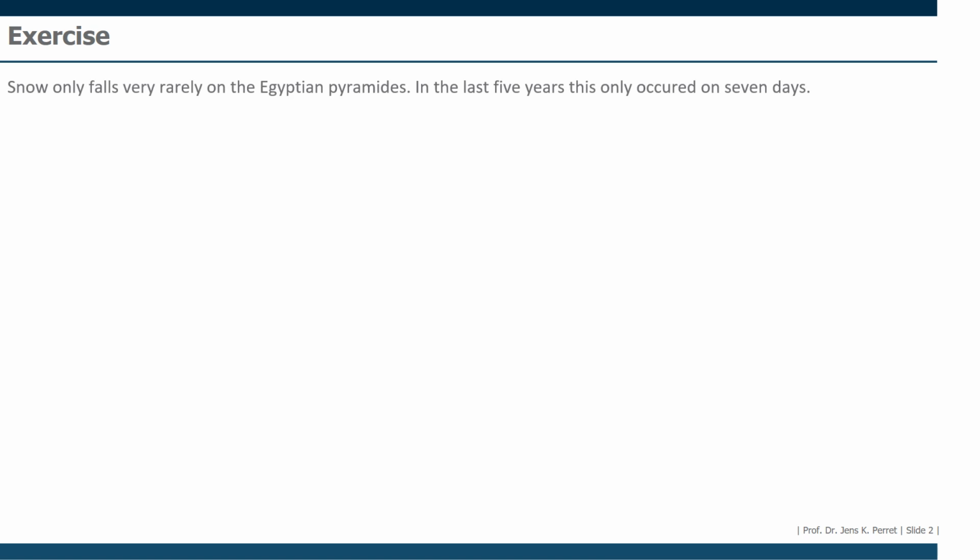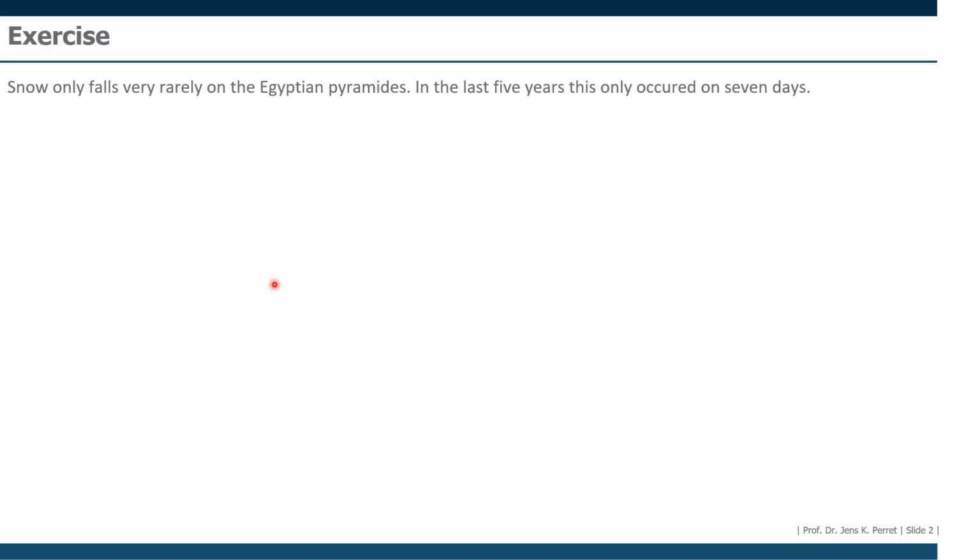Here, first we get the information that snow falls only very rarely on the Egyptian pyramids, and in the last 5 years this only occurred on 7 days. Well, that's interesting to know. What does this tell us? Well, this gives us two pieces of information. First off, the snowfall is a very rare occurrence.